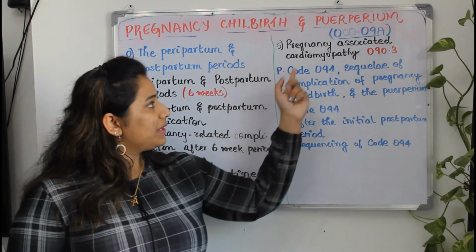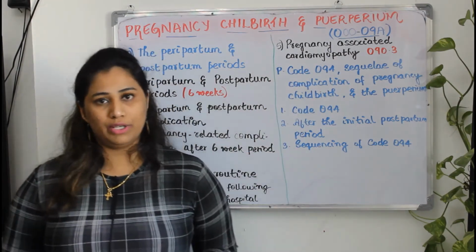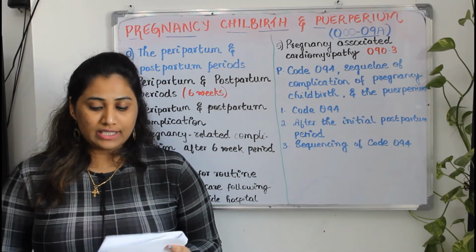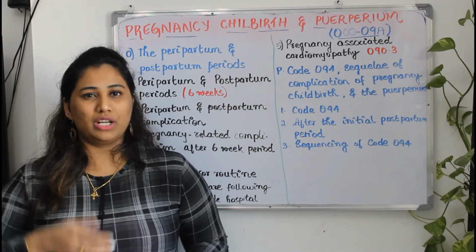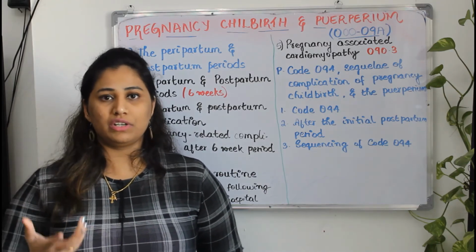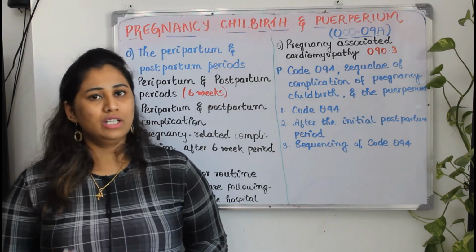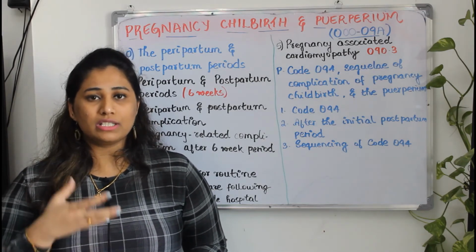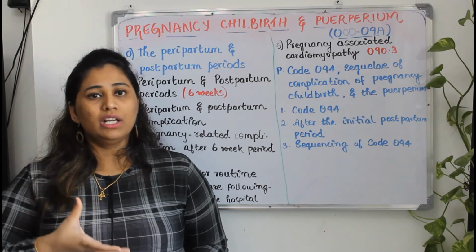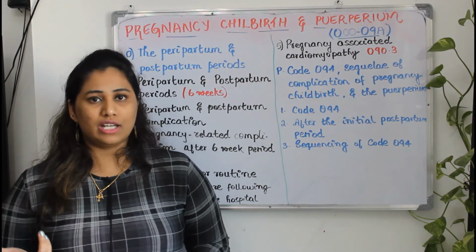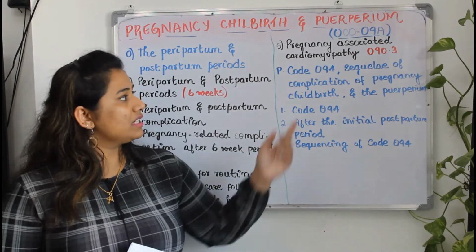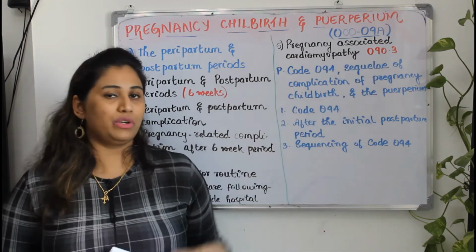The next one is pregnancy associated cardiomyopathy. Why does this happen? Sometimes due to excessive pressure or compression, there is a chance of getting cardiac complications as well as respiratory complications, because as the uterus develops, there is compression happening to the upper chest. So there is a chance of getting complications. In those cases, we will be putting O90.3.